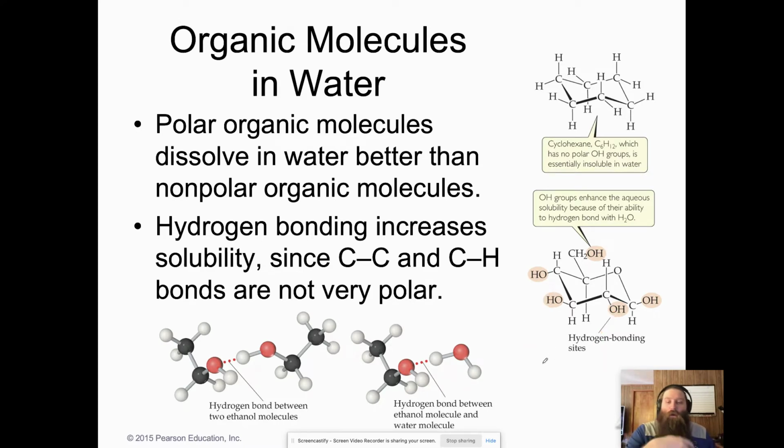So when an organic molecule has oxygen present that has lone pairs that are capable of hydrogen bonding, or if there's an F or if there's an N, right? Those are all good signs that an organic molecule will dissolve well in water.